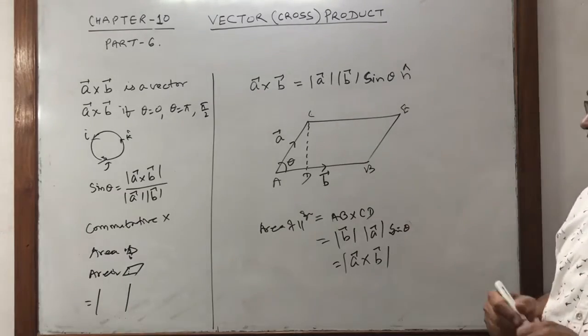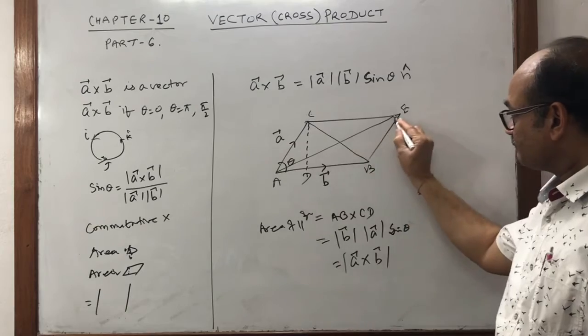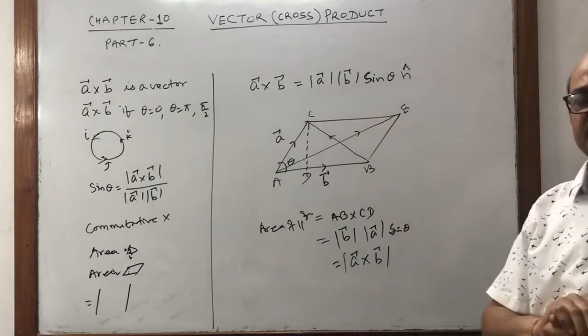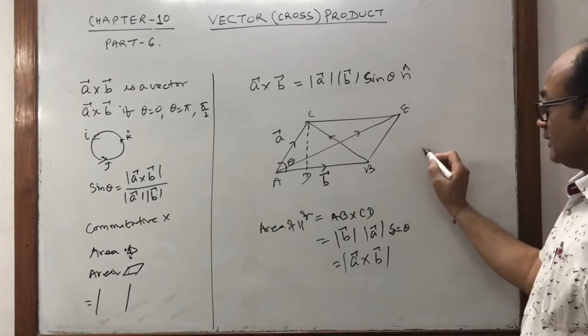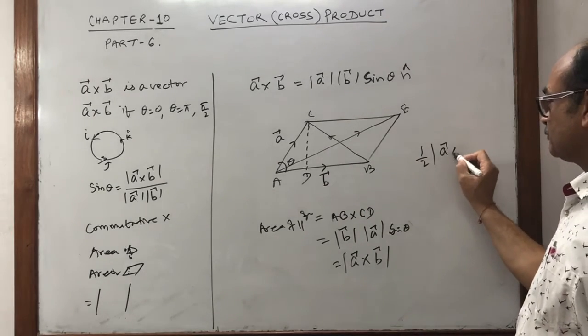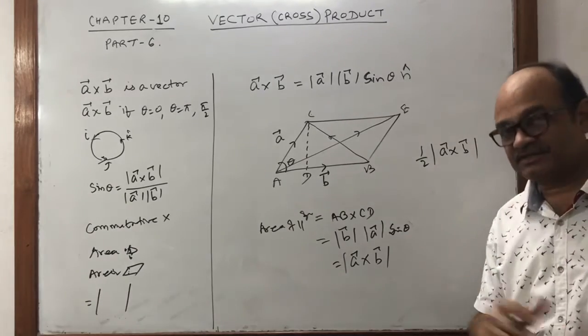Last and final point. Suppose sometimes only diagonals are given. The two diagonals are given of a parallelogram, and the question is to find the area. Then the formula is you have to multiply the diagonals but put half, same as in the triangle.